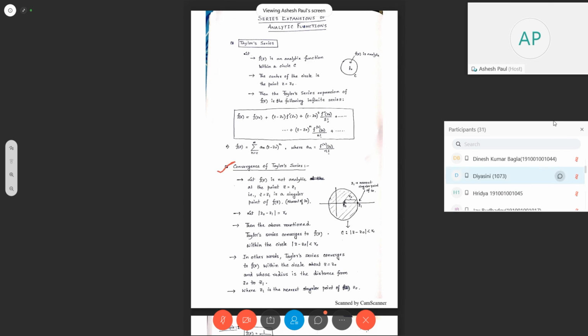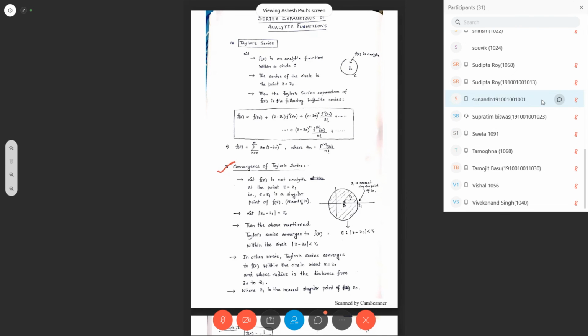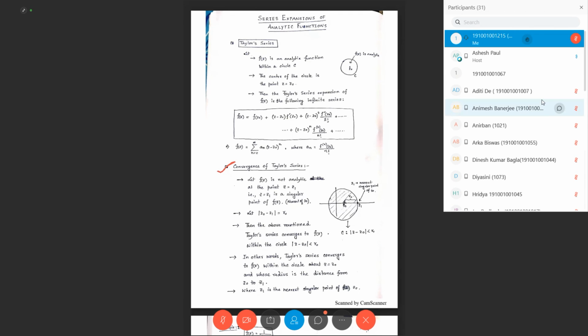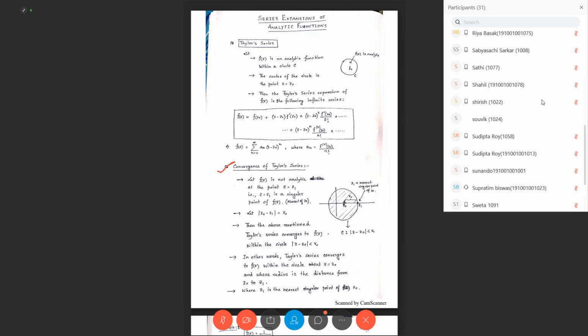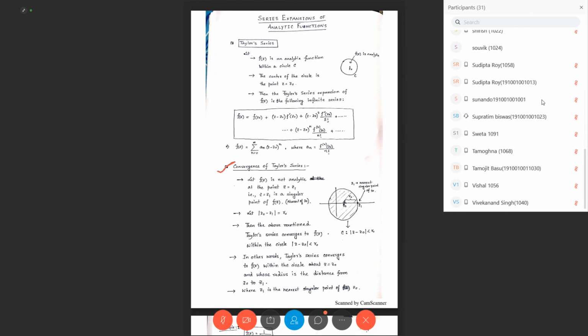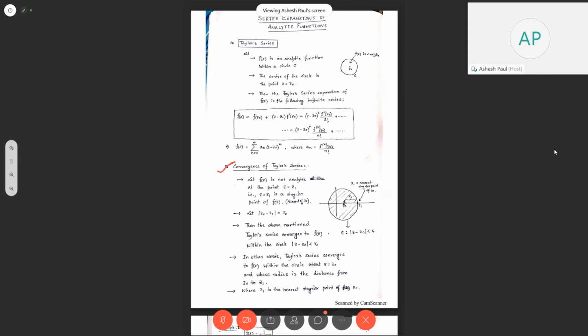Suppose f(z) is not analytic at the point z equal to z1. There is a point z equal to z1 where f(z) is not analytic. So z equal to z1 is a singular point of f(z). Now we consider that this z1 point is the nearest singular point of z0, and the distance between z0 and z1 equal to r0. The distance between the point z0 and z1 is r0.